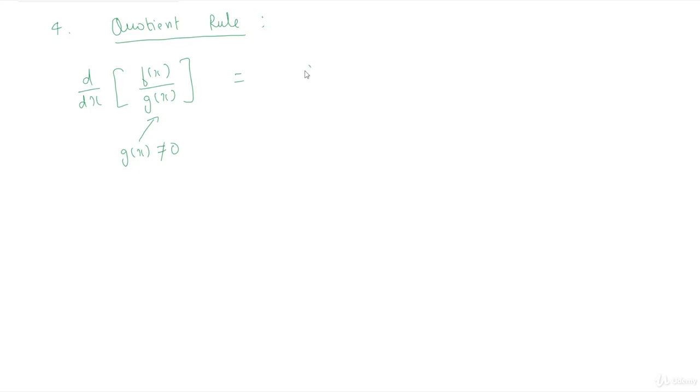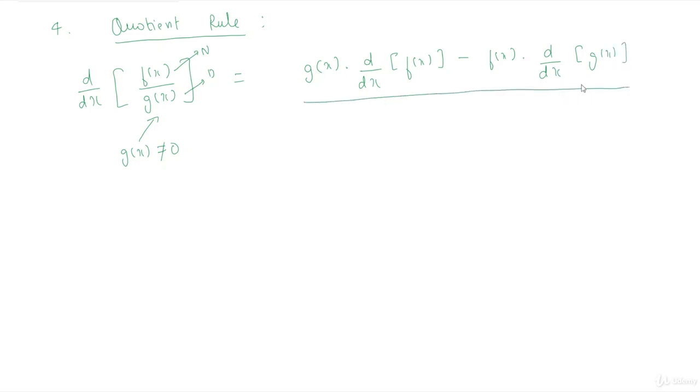Okay, so if this is true, then d by dx of f of x by g of x will be equal to, let's say this is the numerator and this is the denominator. So the result will be the denominator function, that is g of x, multiplied by the derivative of the numerator function, that is d by dx of f of x, minus the numerator function multiplied by the derivative of the denominator function. And this whole thing is over the denominator function whole squared.